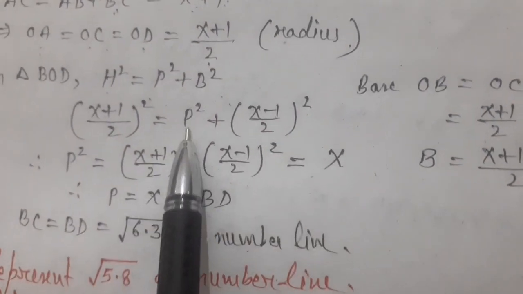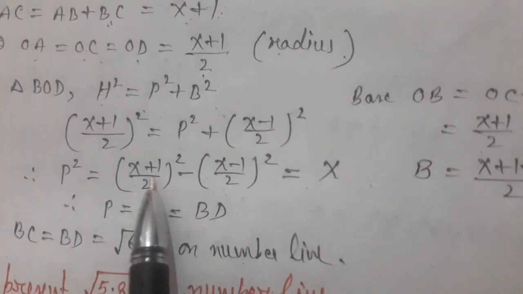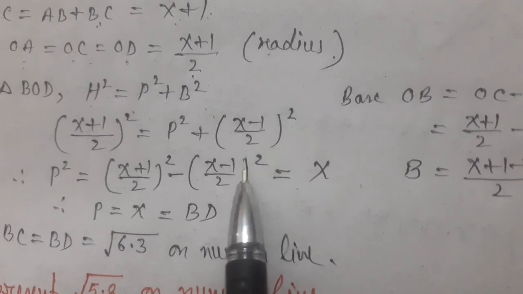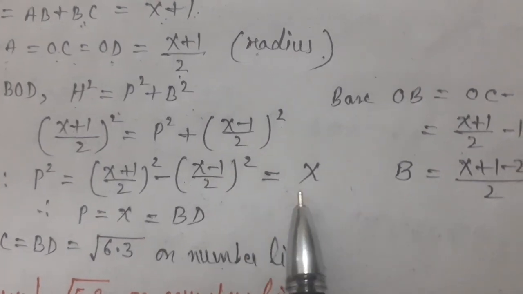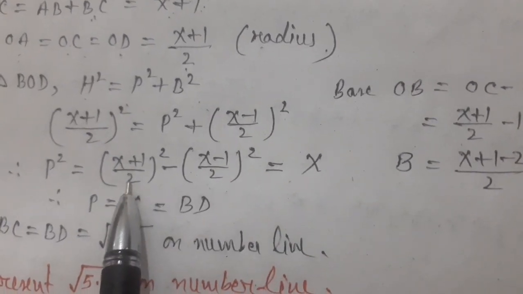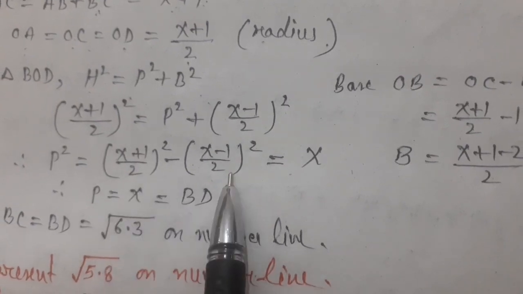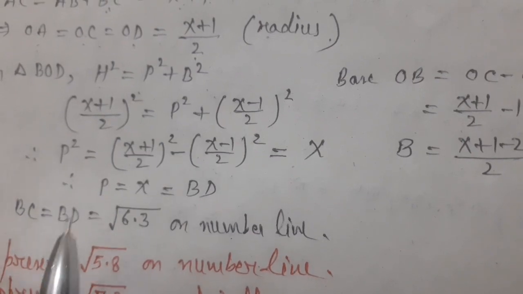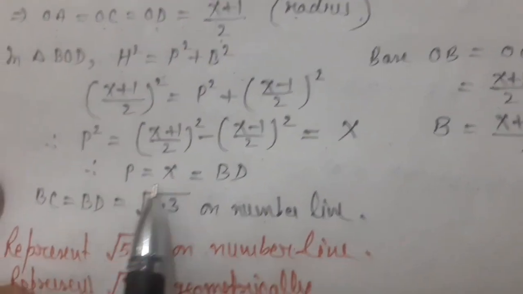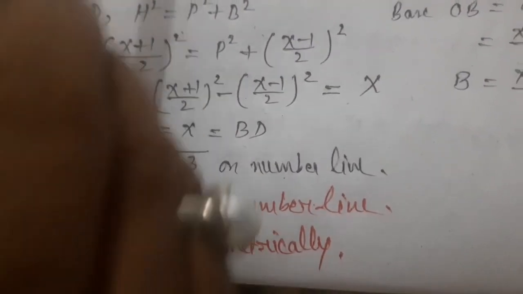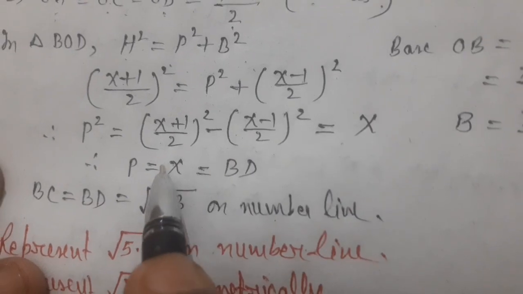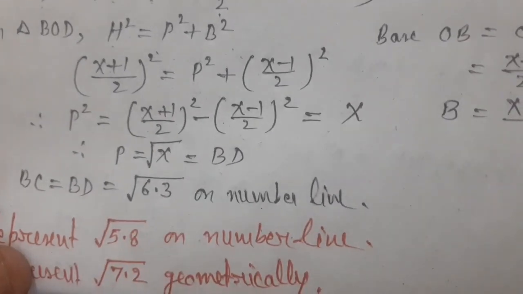Then perpendicular square equals ((x plus 1) by 2) whole square minus ((x minus 1) by 2) whole square. After calculation you will get it equal to x. Here you can either apply the identity a square minus b square, or expand the whole squares. Then you get p square equal to x. And p means the perpendicular, this BD. So the perpendicular BD will be root x.